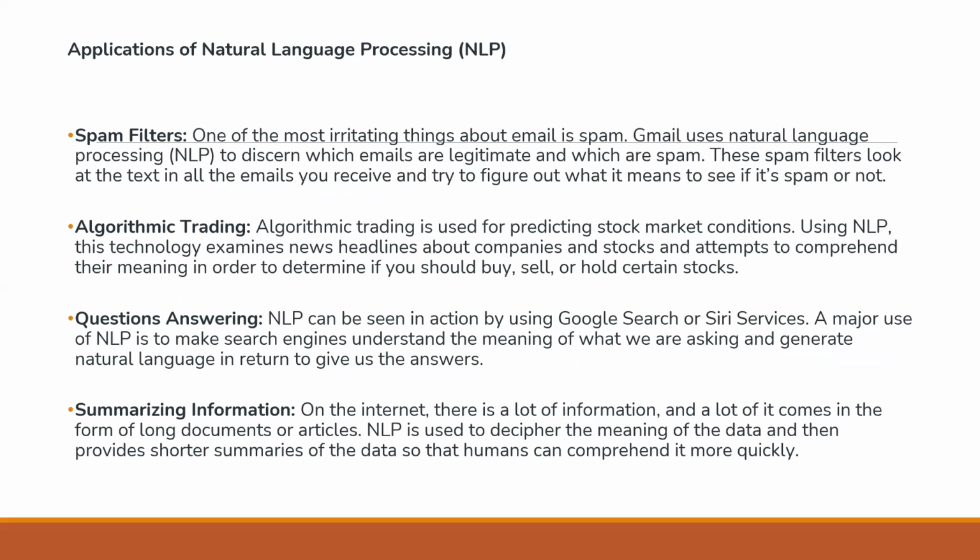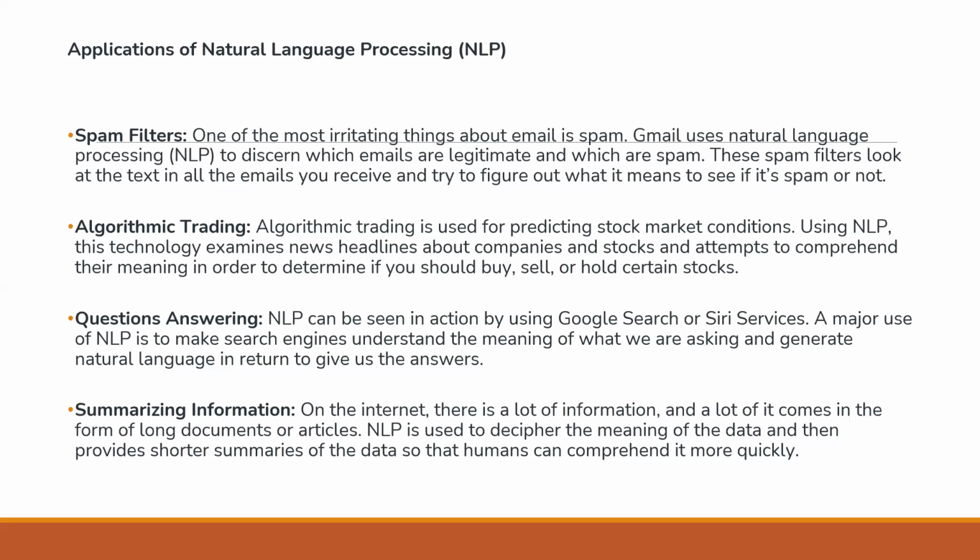Some of the applications I have given here, spam filters. One of the most irritating things about email is spam. We know we are getting so many spam messages. Gmail uses natural language processing to discern which emails are legitimate and which are spam. It will send the unwanted mails to spam. It is going to filter every email, which one is important, which one is an advertisement. The spam filter looks at the text of all the emails you receive and tries to figure out what it means, to see if it is spam or not.